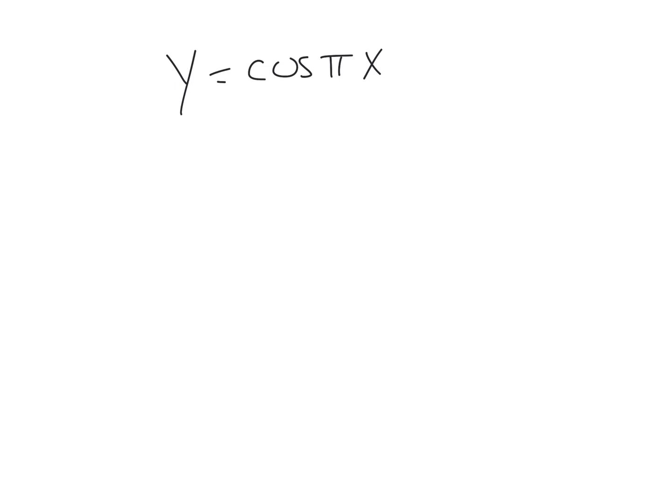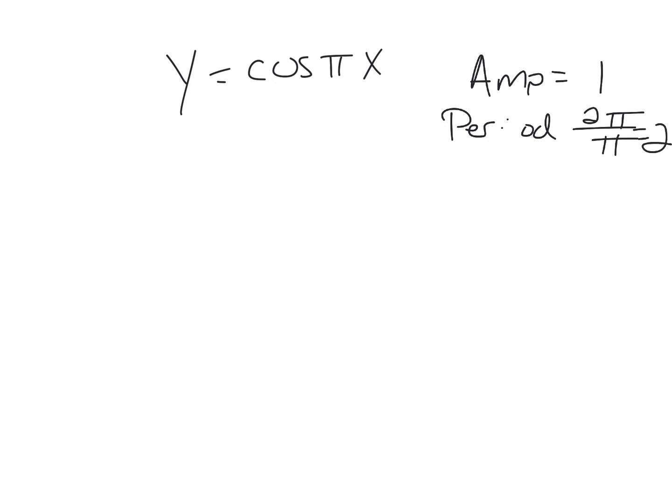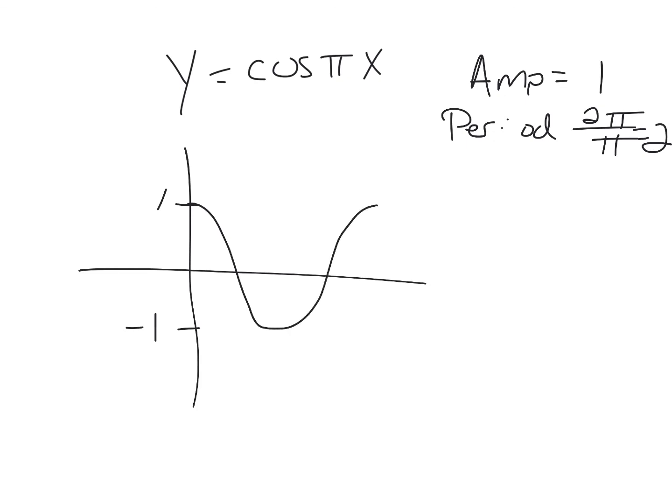Last graph for this video, we have y equals cosine pi x. So amplitude is equal to 1. Period's equal to 2 pi over pi, which is just equal to 2. So, that means one of these motions right here, so it's going to start at 1, go down to -1, and do one of these. Okay? That's going to go all the way to 2.